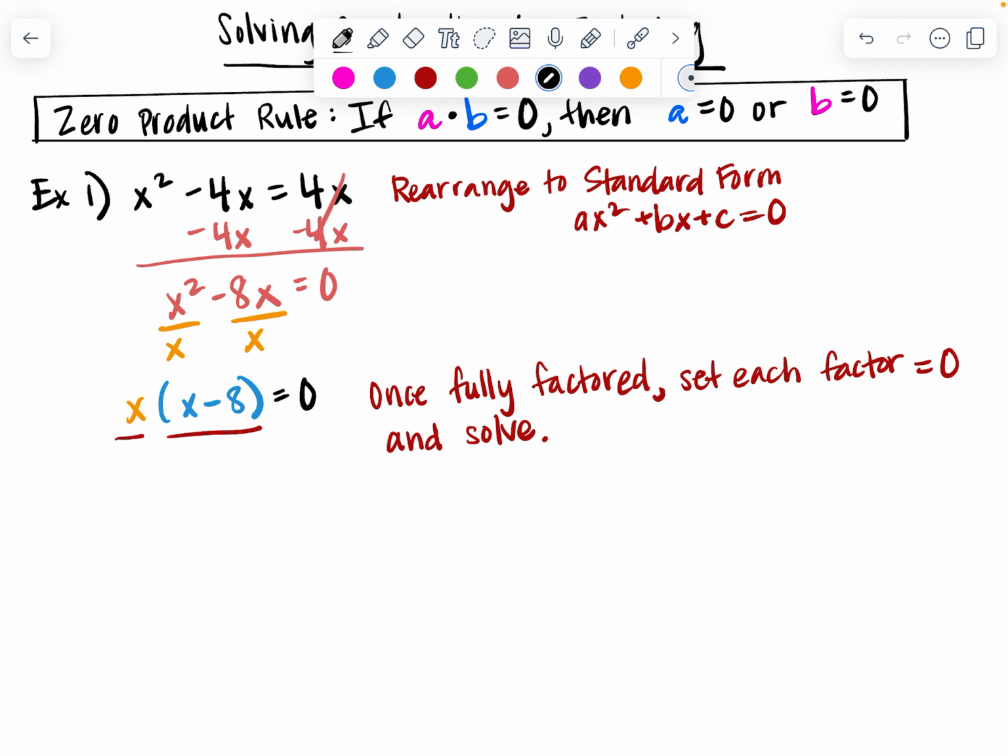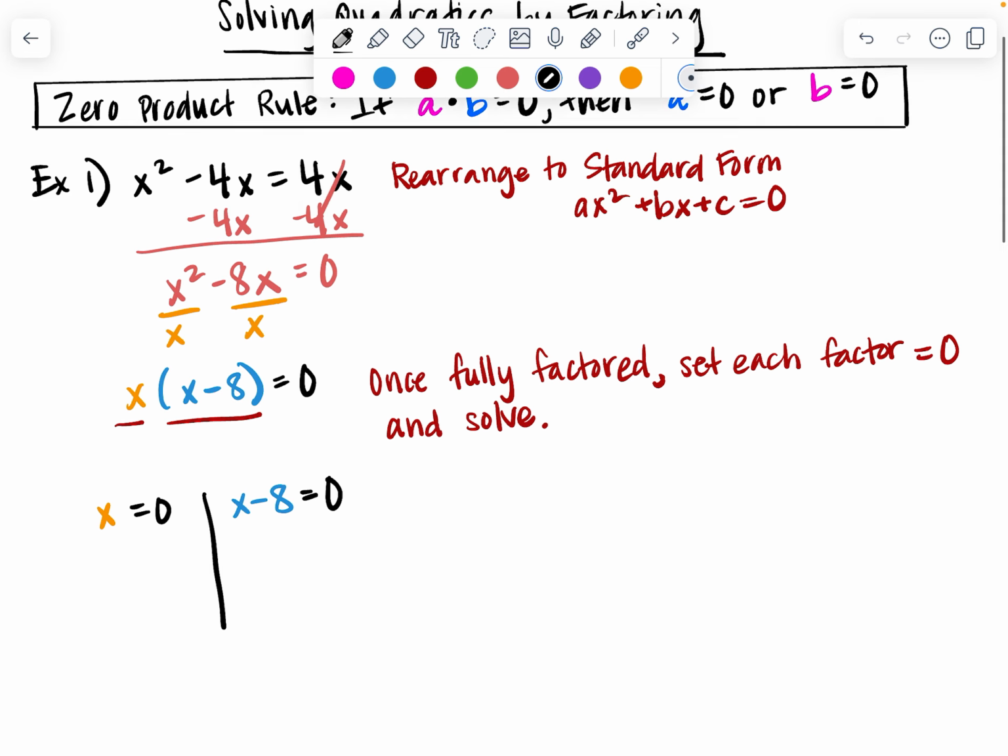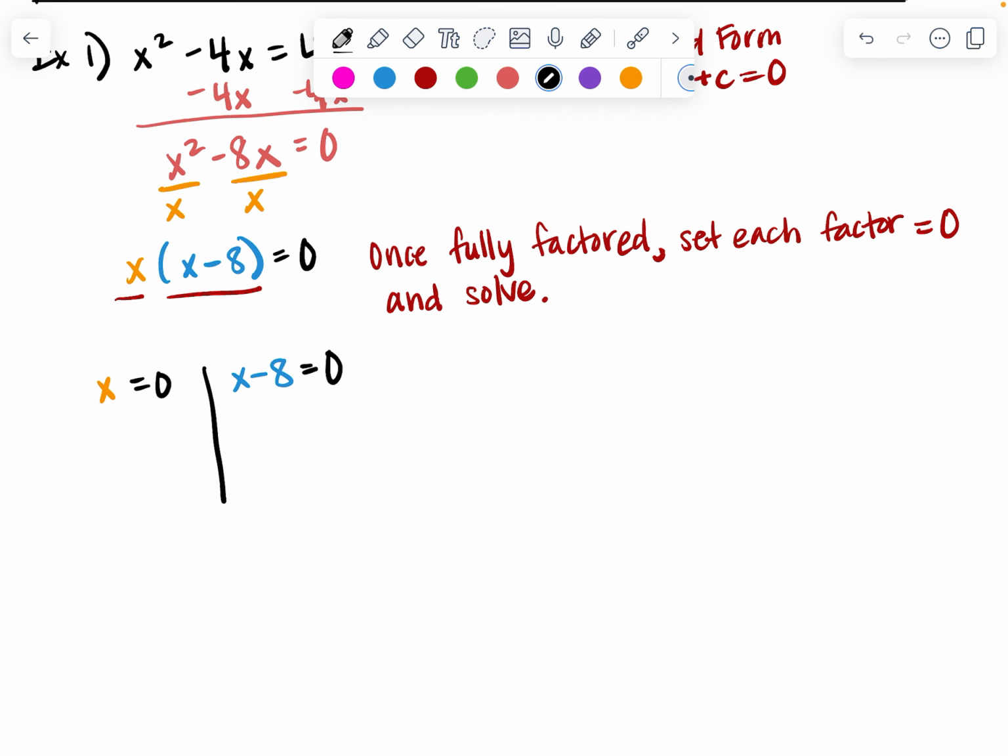So let's take each factor and make them equal to 0. So x equals 0. And x minus 8 equals 0. So the left side already says that x equals 0, so that is done. And now we solve for x on the right side here. So x equals 8. So you're going to get two answers, x equals 0 and x equals 8.